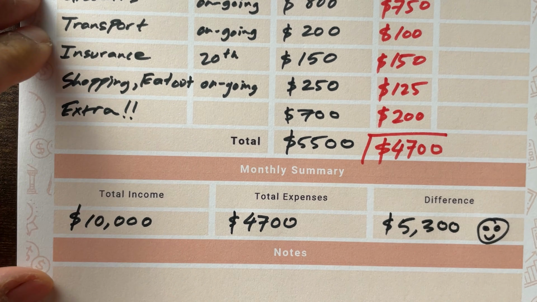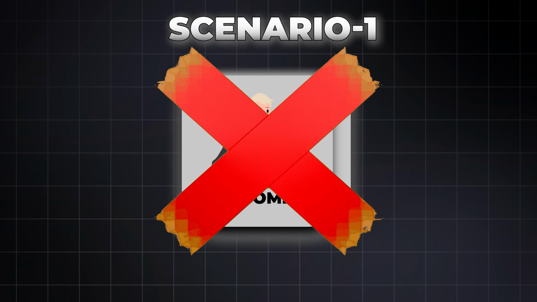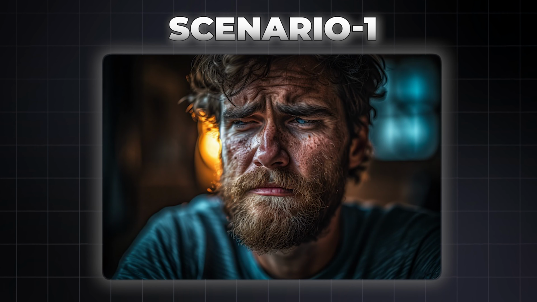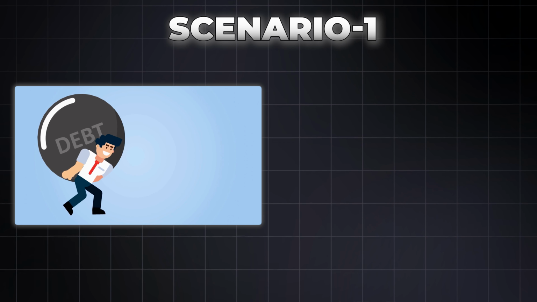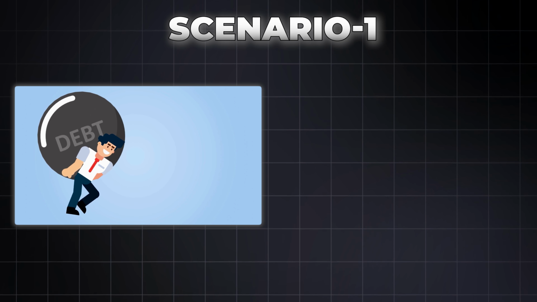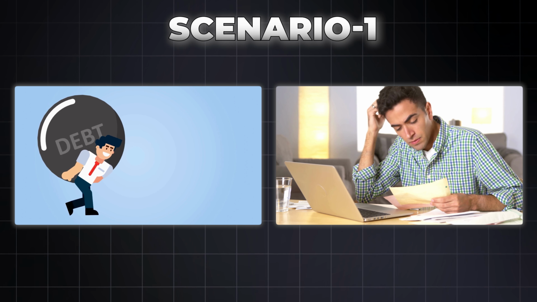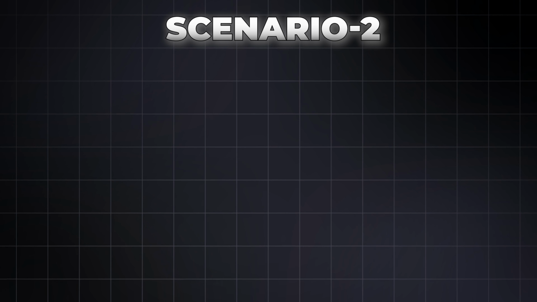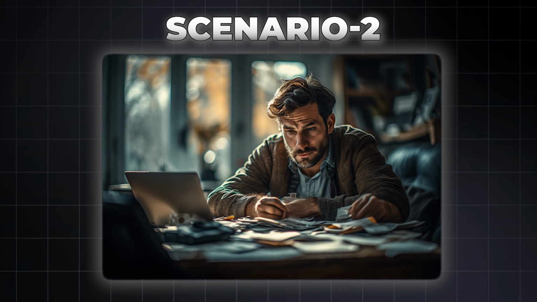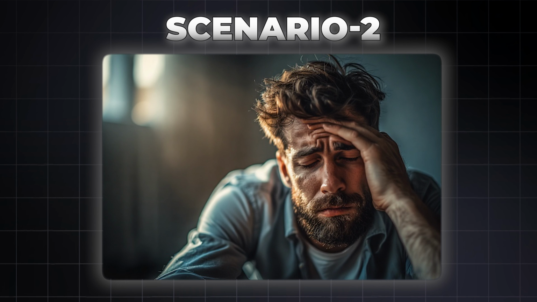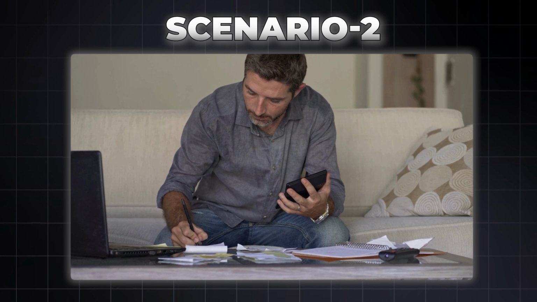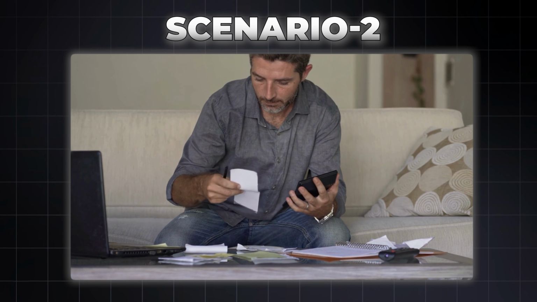Scenario number 1 is that your income doesn't cover your expenses. This means that you are in red. Basically, you would end up either going further into debt or not being able to pay all your bills in the month. Scenario number 2, you're able to cover all your expenses with your income, but there's no money left over for you to make extra debt payment or to save money or to invest.